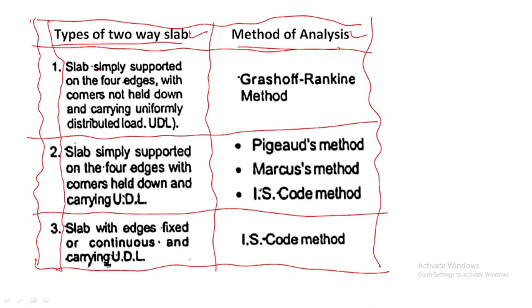Slab simply supported on four edges. For example, I am showing you the top view: here one support, here one support, here one support. Slab simply supported on the four edges with corners not held down and carrying uniformly distributed load, then the Grashof Rankine method has to be used. Next, slab simply supported on the four edges with corners held down and carrying UDL. Same condition but corners are held down: Pigeaud's method, Marcus's method, IS code method.